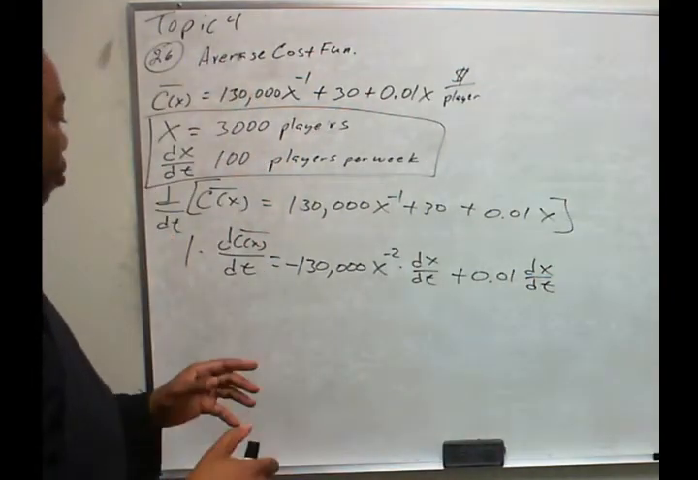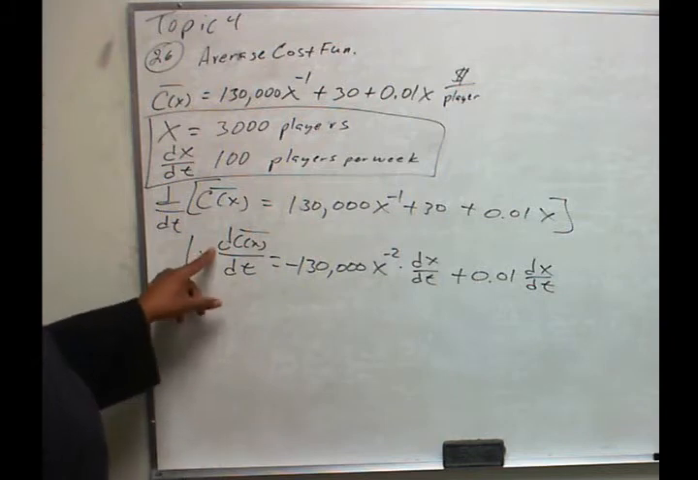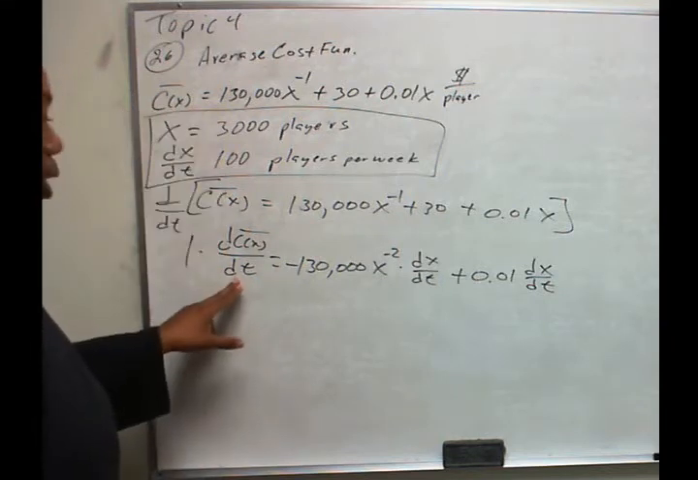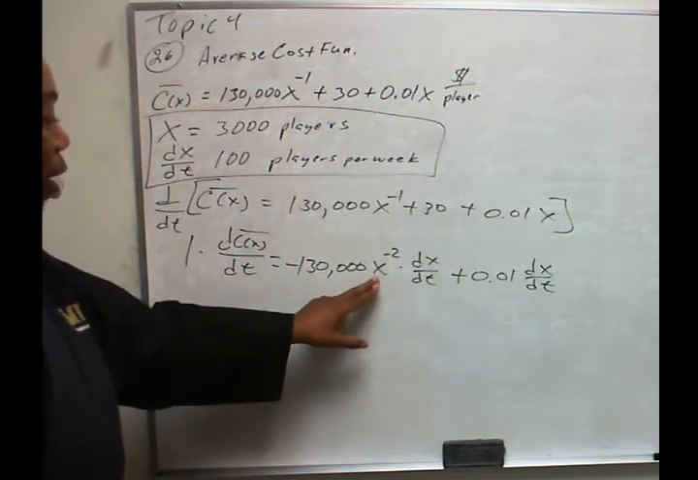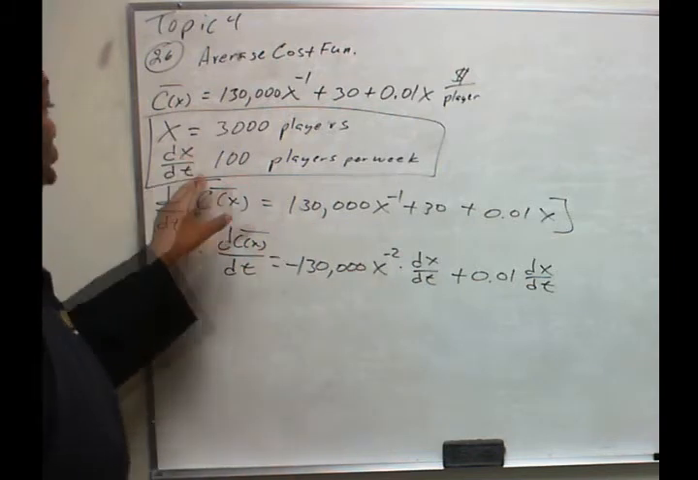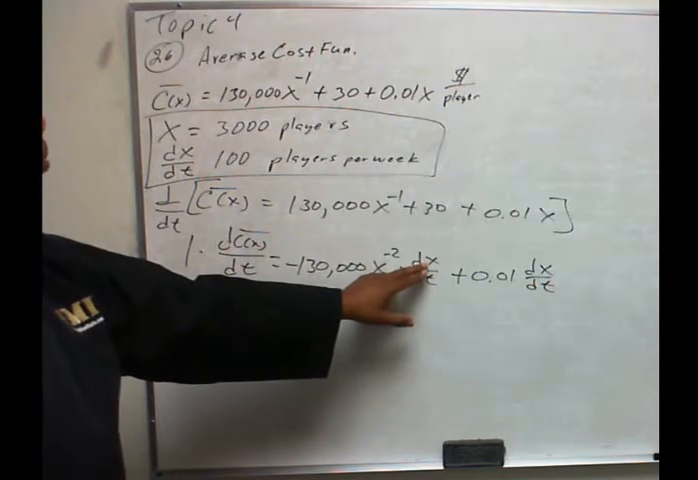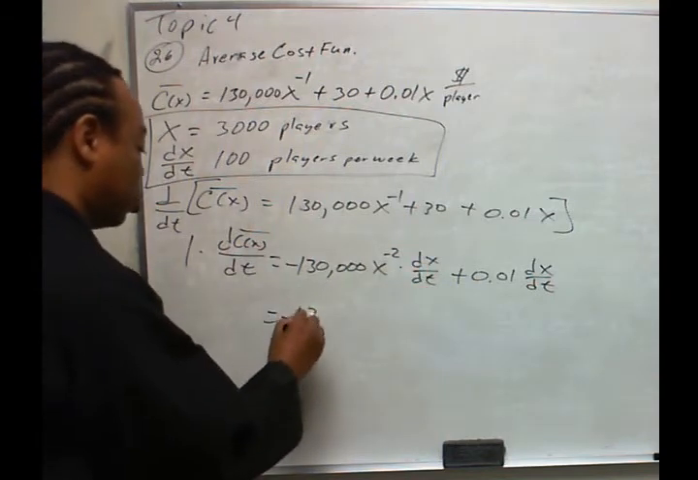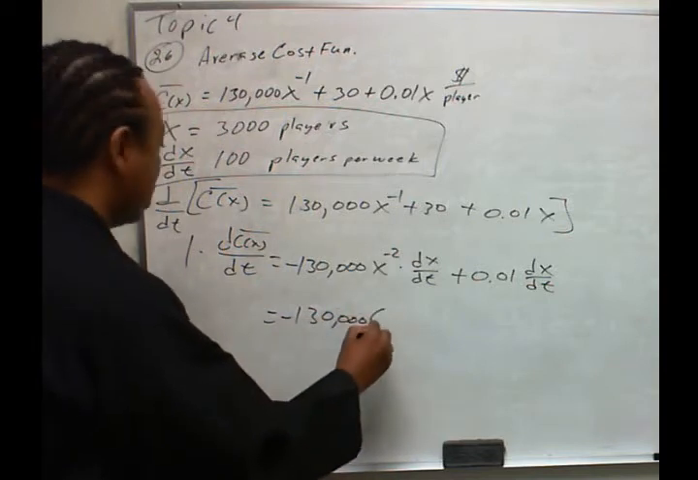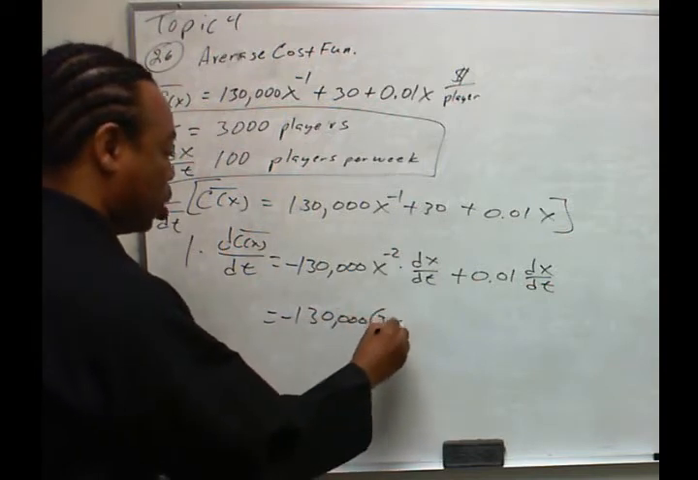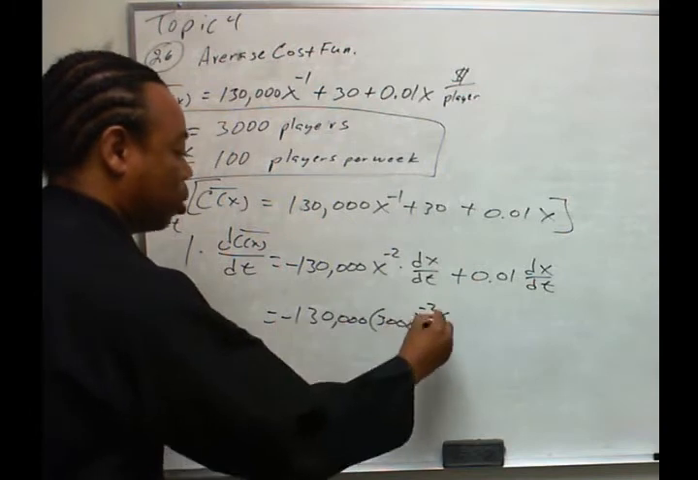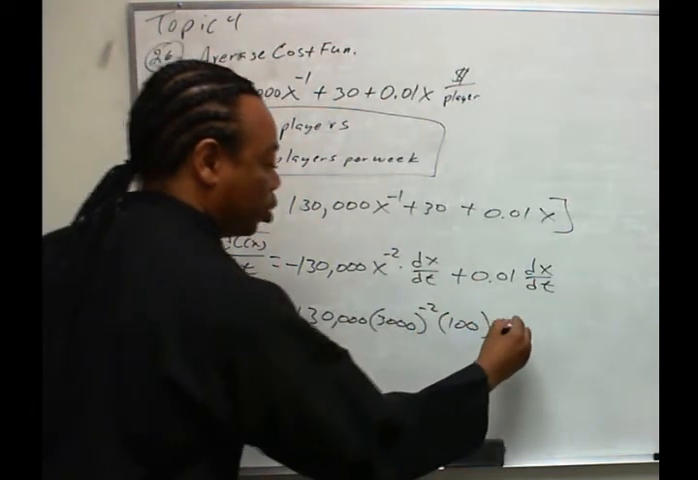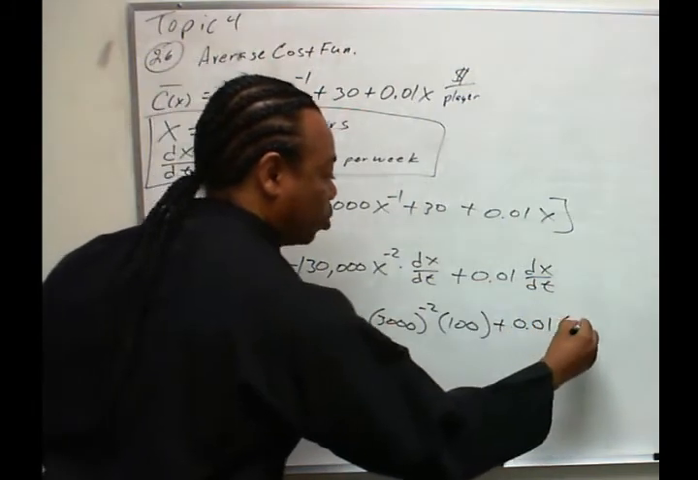All right, furthermore, we can find the change in the average cost function with respect to time, given that we have our x values and our change in players per time. So let's put those in there. So 1300, and the x will be 3000 to the negative second power. This right here will be 100 plus 0.01 times 100.